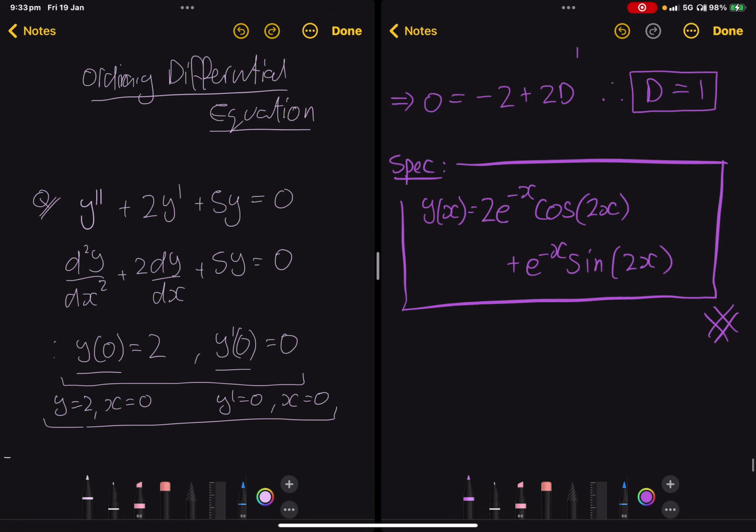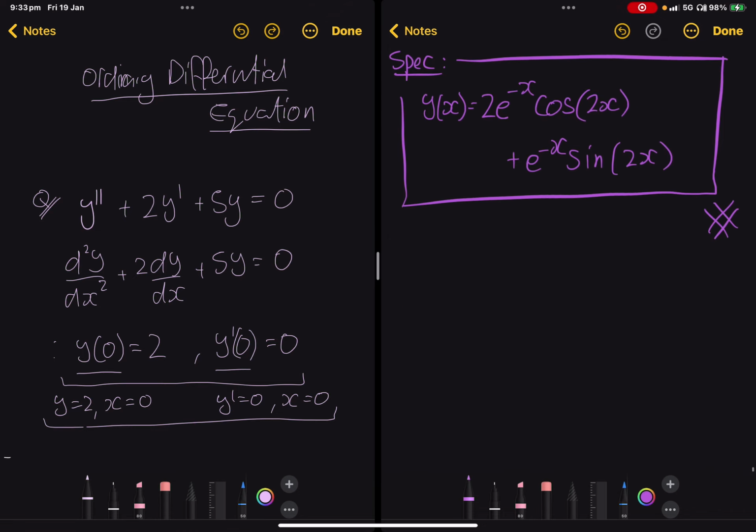We can do this. So we have our specific solution here. Now we want to take the derivative. So we're going to need to do two product rules. So again, we have u1 is 2e to the minus x. u1 prime is minus 2e to the minus x.